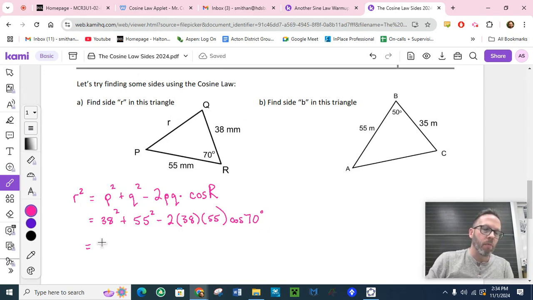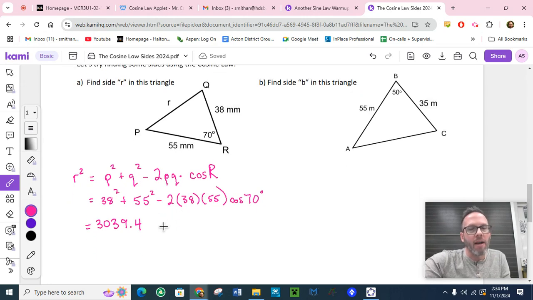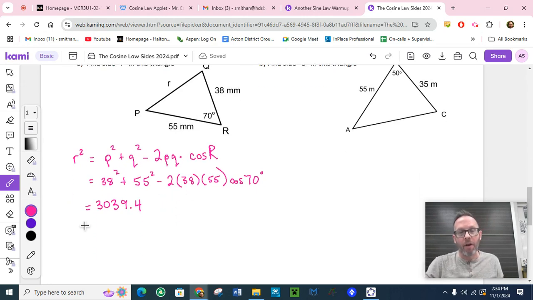I usually keep a decimal place or two. I'll go to one maybe. 3039, if you round to one decimal place, .4. Do you guys get that too? Well, obviously that's way too big for this triangle, right? But remember, just like the Pythagorean theorem, we haven't found the side length here. We have found the square of the side length. So you just have to square root that.